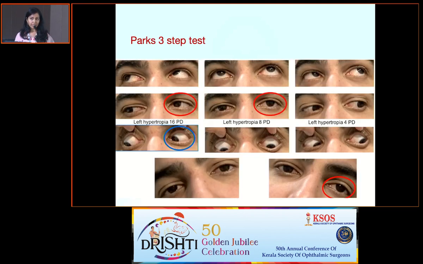Let's look at the Parks three-step test. Here, in the primary position, the eye is hypertropic. When the patient is moving to the opposite side, the hypertropia is increasing. And on head tilt, it increases to the ipsilateral side. That's why in superior oblique palsy, the patient tends to adopt a head tilt to the opposite side to relieve the diplopia.